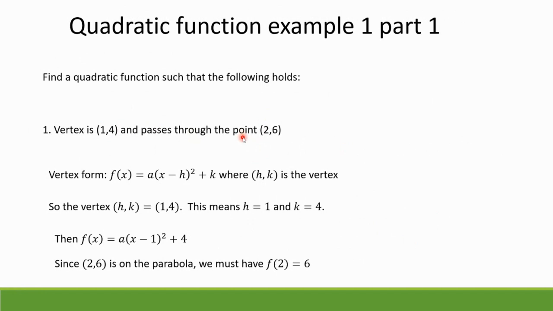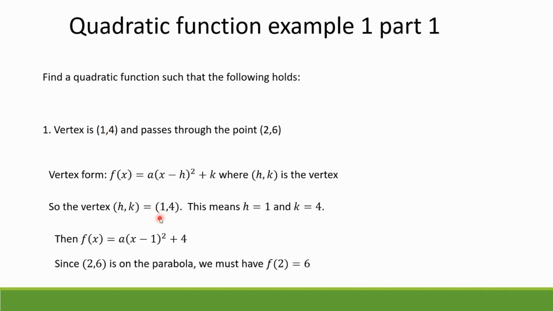Since we know what the vertex is, it probably wouldn't be smart to use the standard form. You could use ax squared plus bx plus c, I think they call it the standard form. But the vertex form is a lot easier, because h, k is the vertex. So h is 1 and k is 4. Again, h, k, that's the vertex, equal to this point, 1, 4.